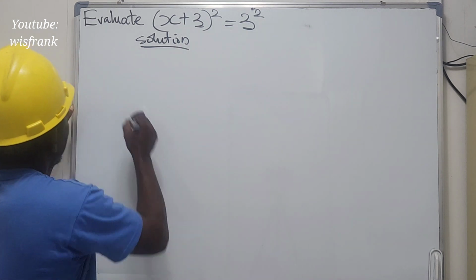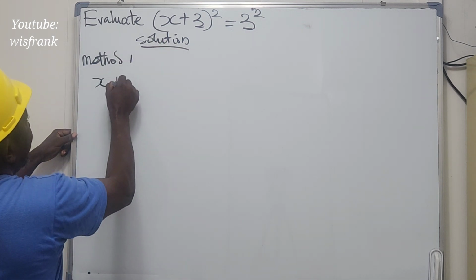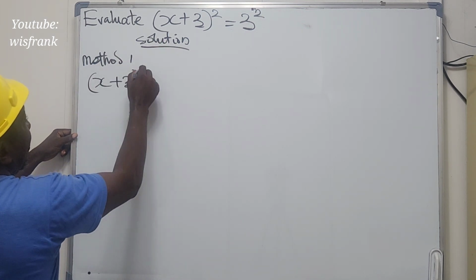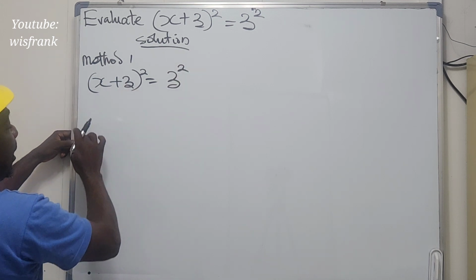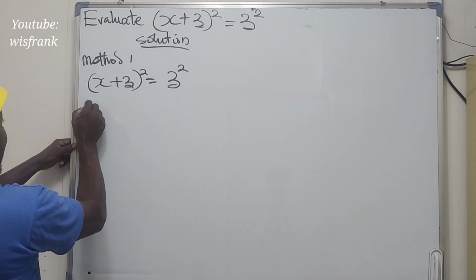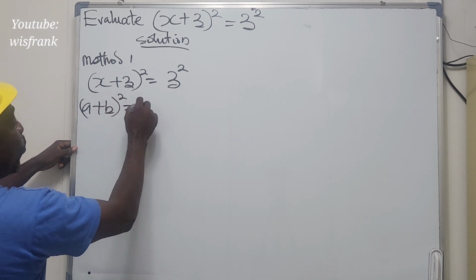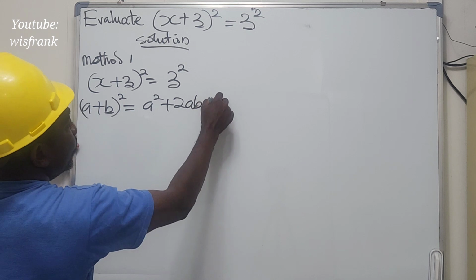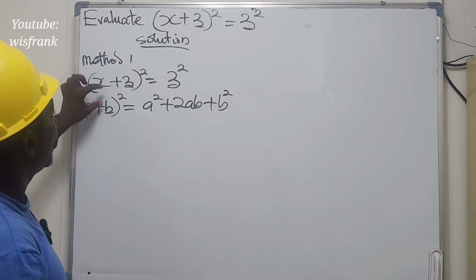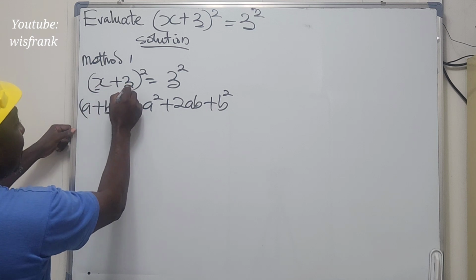So here we will say method 1. We have (x + 3)² = 3². This is in the form of (a + b)², which is equal to a² + 2ab + b². So we are going to express this in this format. This is our a and this is our b.